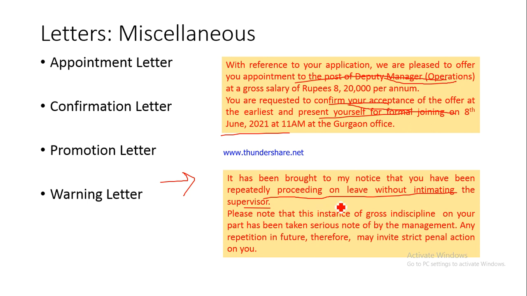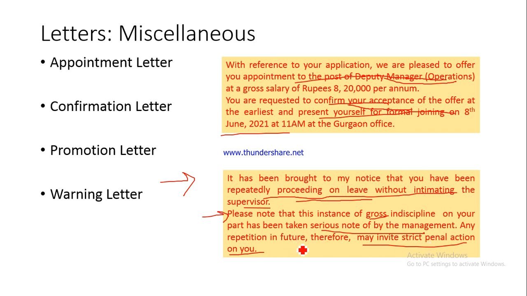So it has been brought to my notice. So the manager is telling him that I have come to know that you have been repeatedly going on leave without intimating the supervisor. And now he is issued the warning here. Please note that this incident of gross indiscipline, gross means of very high intensity, indiscipline of high intensity on your part has been taken serious note of by the management, which means the management has actually found out that you are indulging in this kind of indiscipline and has noted it for future record. Any repetition in future therefore may invite strict penal action on you or against you also, you can write.